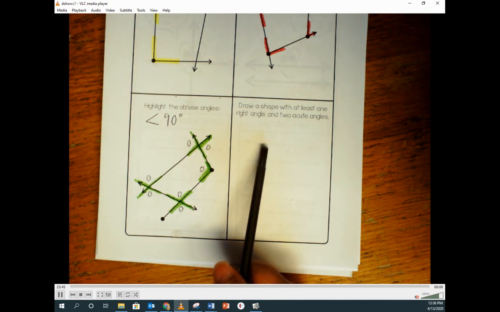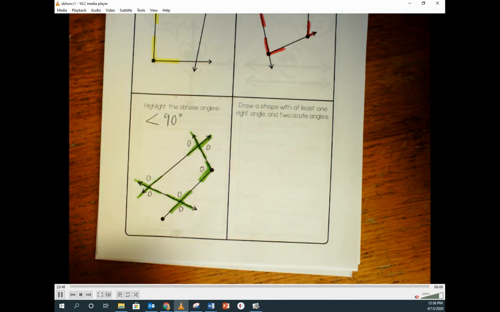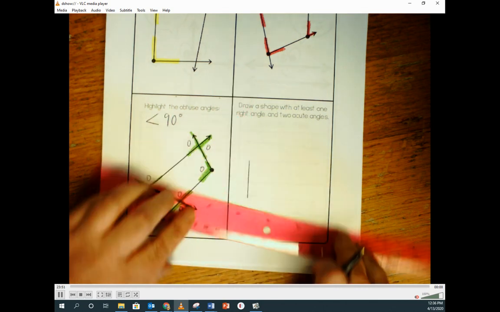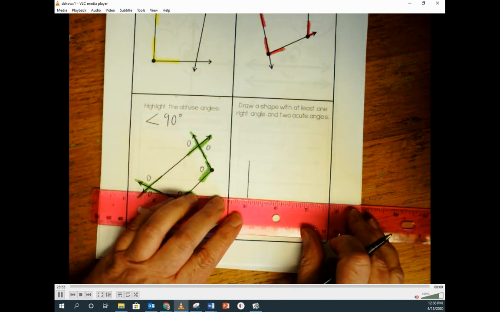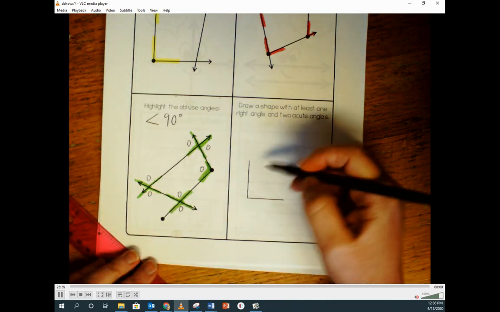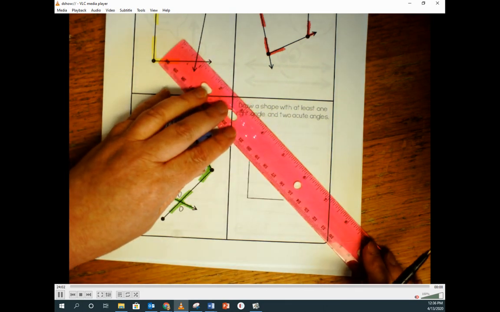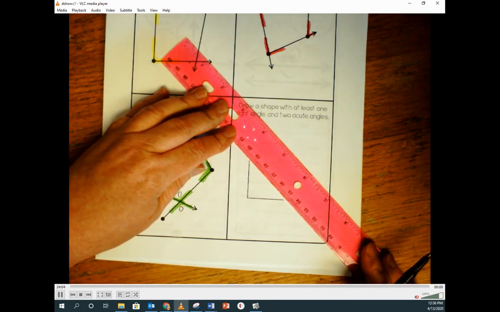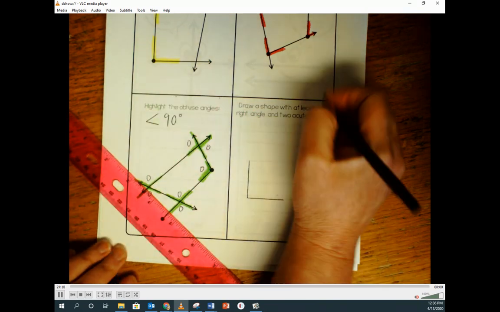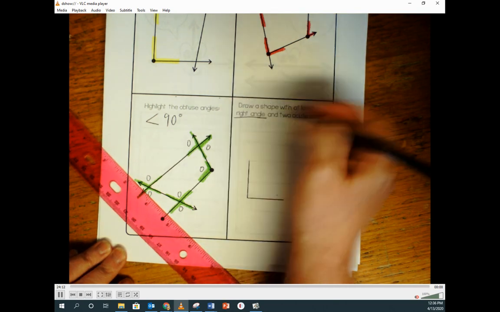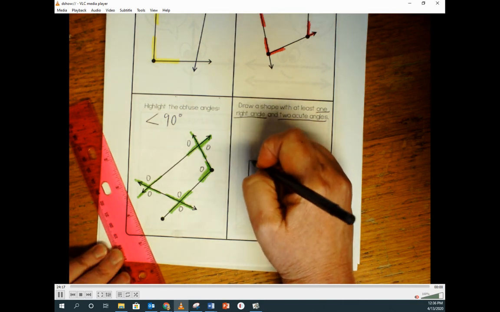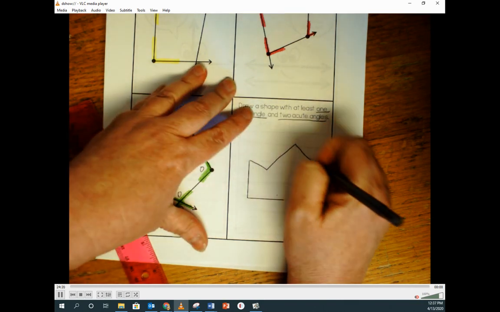Okay, in this box it says draw a shape with at least one right angle and two acute angles. So I will use my straight edge. And you can make any kind of shape you want, but I'm going to try to create a right angle. And it would actually be very simple here just to create a triangle, and you would have an acute angle and an acute angle. You need one right angle and two acute angles. So I'm just going to be a little more creative and make a funny shape.